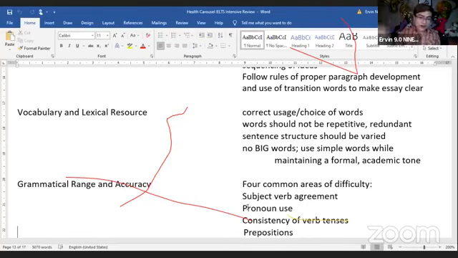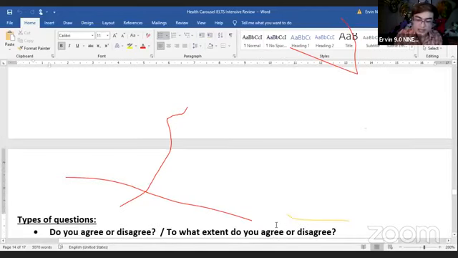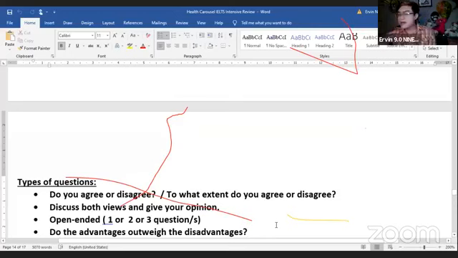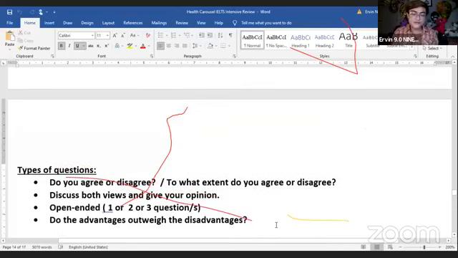Now, we're done with the 4 criteria. Let us take a look at the different types of questions. Okay, we're down to the second half of our lecture. We're done with the 4 criteria. Now, what about the types of questions? If you want to take a photo, if you want to screenshot, go ahead, no problem, for as long as we maximize your potential in getting the required band score.